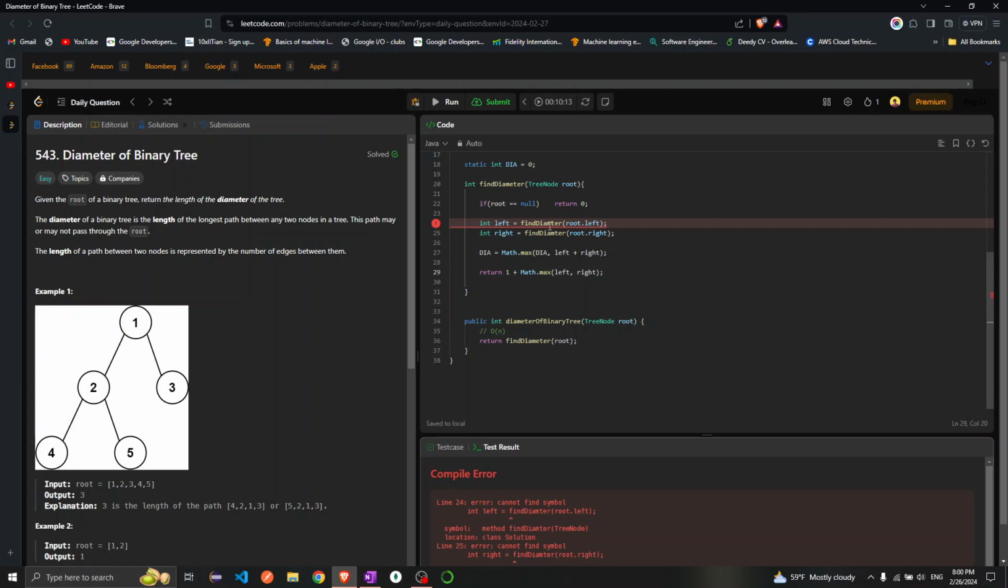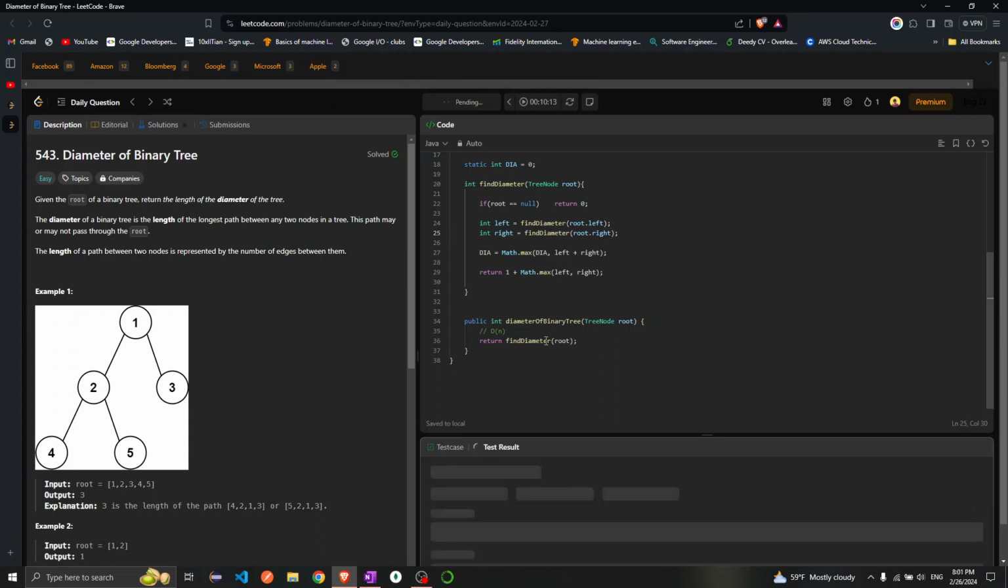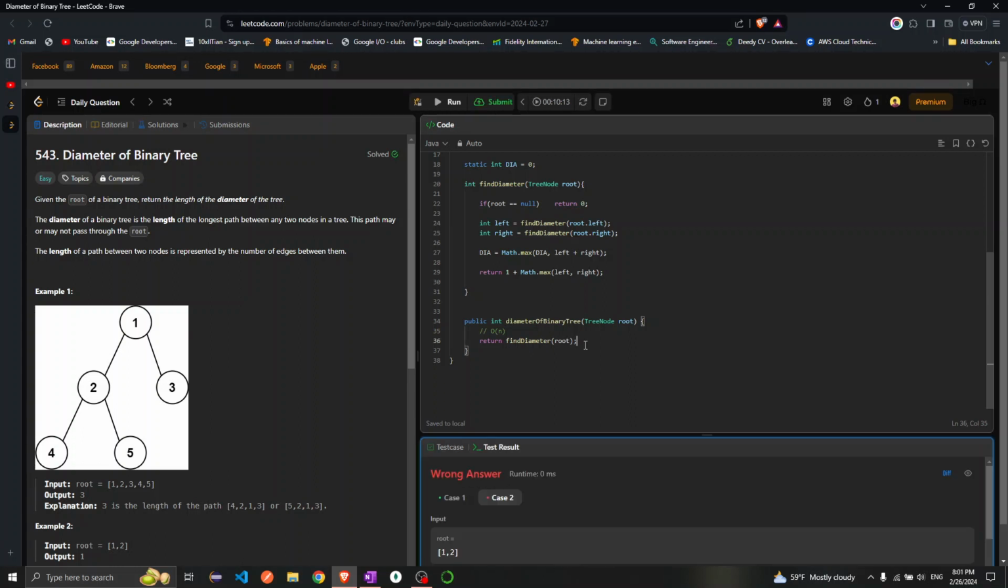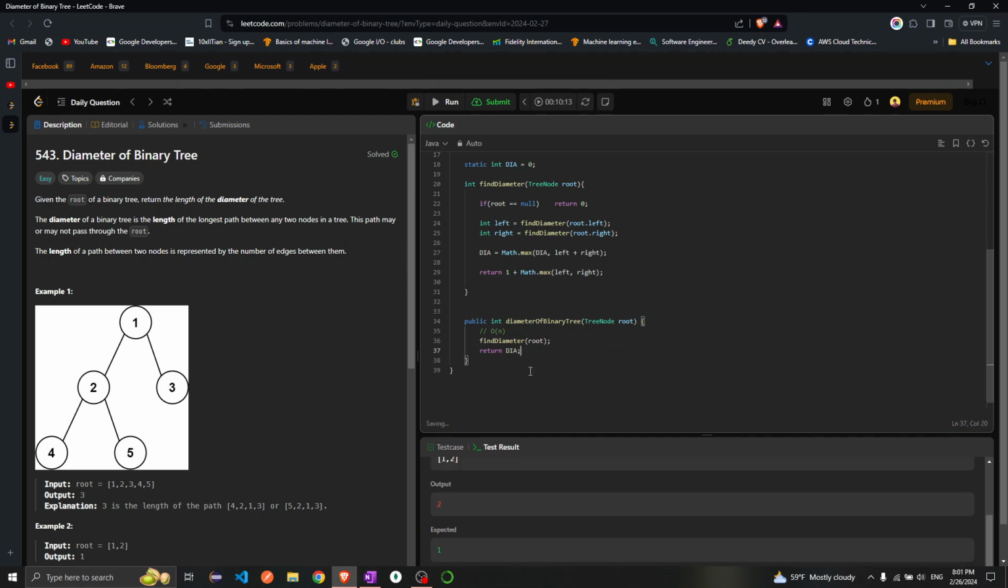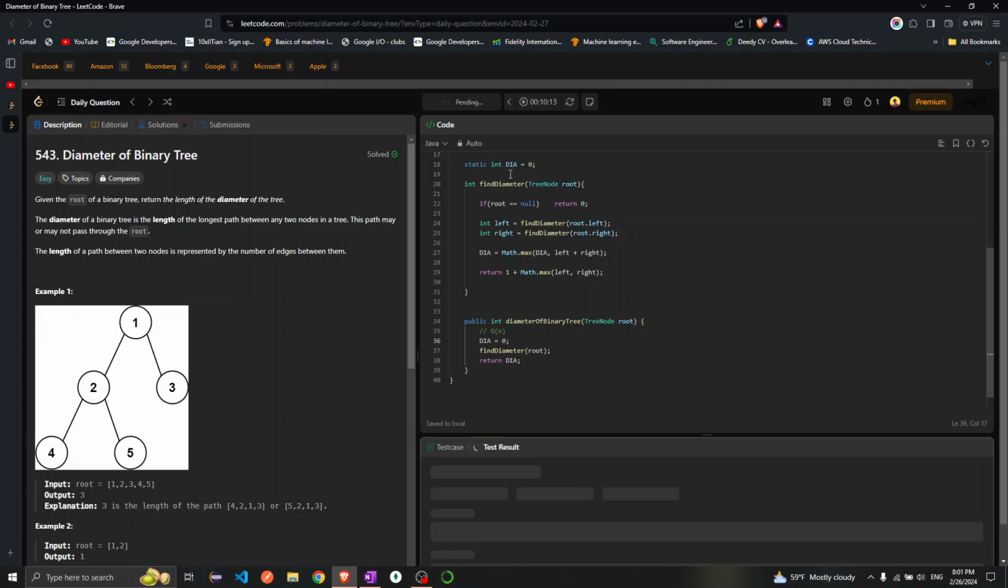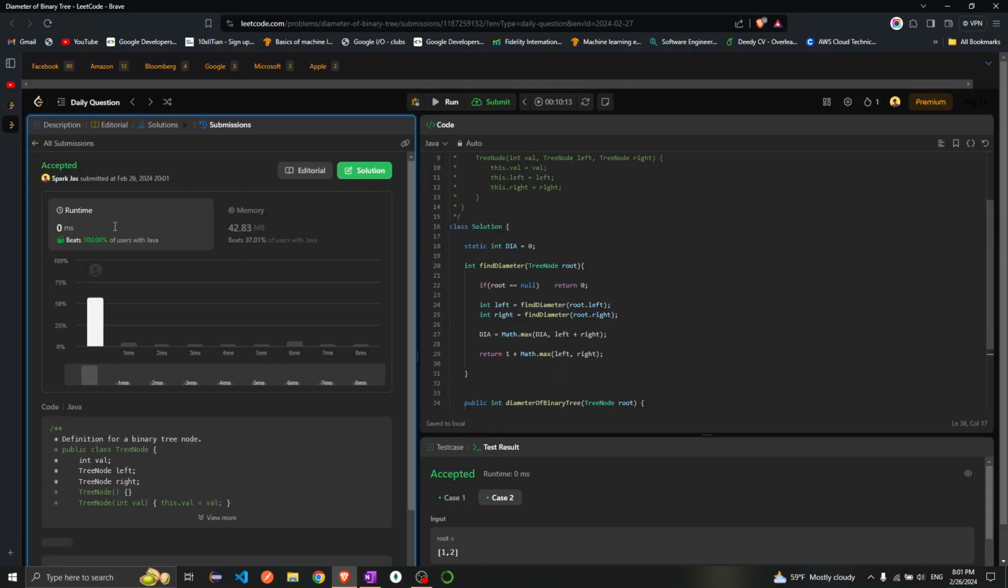Oh, again, spelling is wrong. Oh, at the end, I need to return the diameter, right? So this is not the answer. Then this will also not work. We need to initialize dia as 0 for every method call, because of the static keyword, this will stay the same for any number of objects that we create, right? So that's the reason.